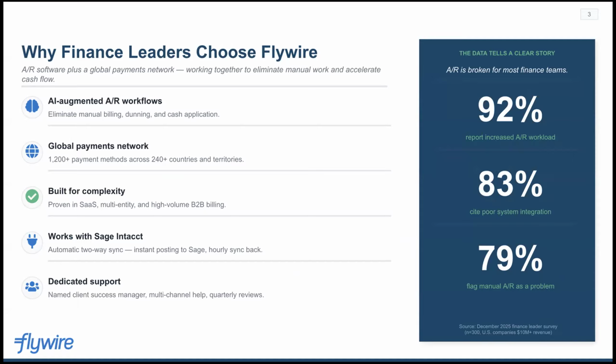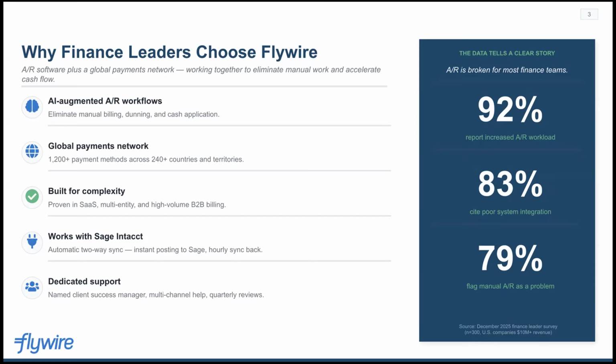To set the stage on why this matters, the data on the right comes from a survey that we conducted in December of 300 US finance leaders. You can see some pretty big numbers here. 92% of finance folks said that their accounts receivable workload has increased over the past year. 83% cited poor system integrations as one of the major challenges they're facing with that. And another 79% have identified manual accounts receivable processes as a significant problem.